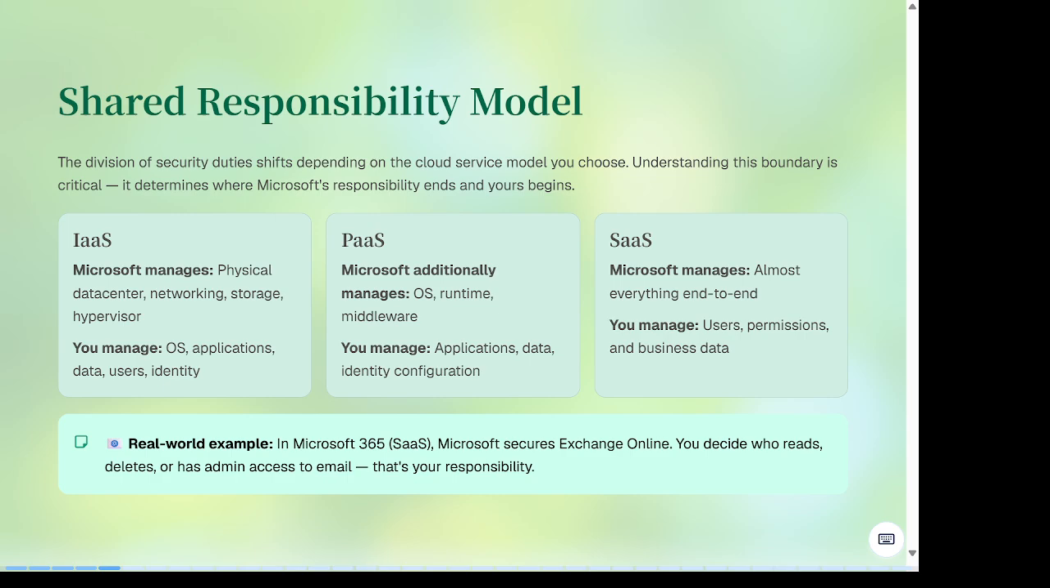The last one, software as a service, SaaS. In this model, Microsoft manages almost everything from end to end. The infrastructure, operating system, application platform, and software itself are all managed by Microsoft. You manage your users, their permissions, and the business data stored in the application.